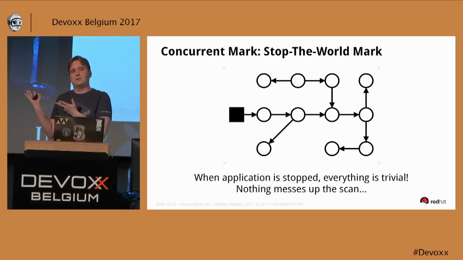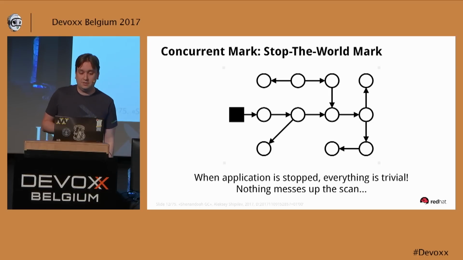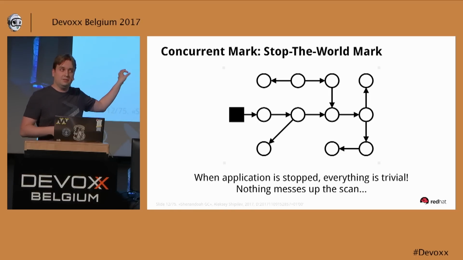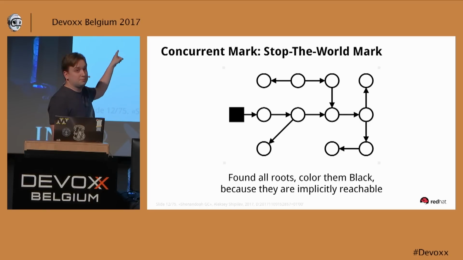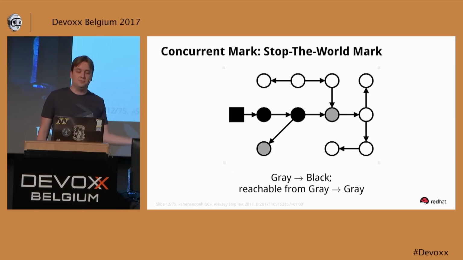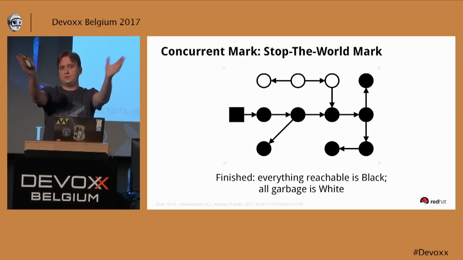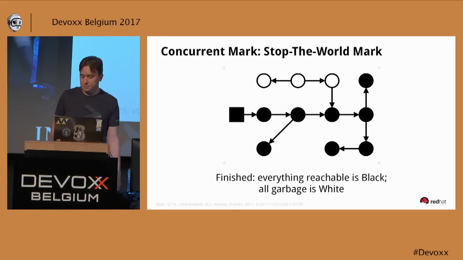So we have the stop-the-world mark, and we have this object graph, and the white circles are the objects, and we have the root set, which is the black square, which is implicitly reachable, and the pointers are the references between those objects. When the application is stopped, everything is perfect. We just scan from the root set, color it black. Everything reachable from black is gray. Now everything gray is black, gray, black, and this wave sweeps through the graph and marks everything reachable, marks everything black. All garbage is white, and we can recycle it, period. The GC is completed.